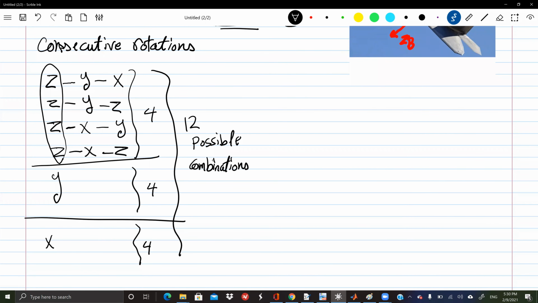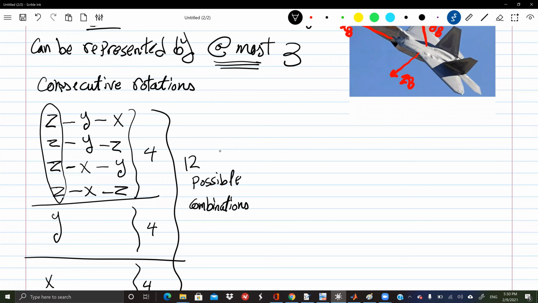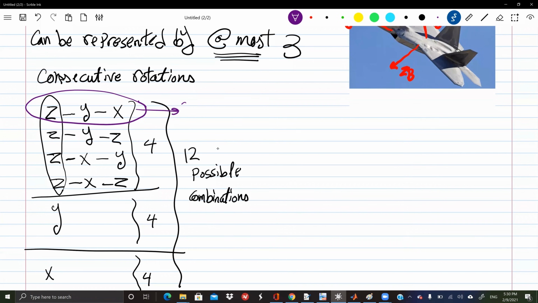There are 12 possible combinations where you can represent the final attitude of a rigid body. This is the standard one. You'll find it in many books on airplane flight mechanics and spacecraft attitude dynamics. This is the standard one.